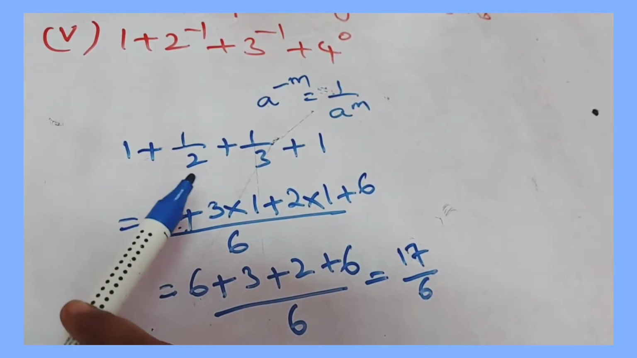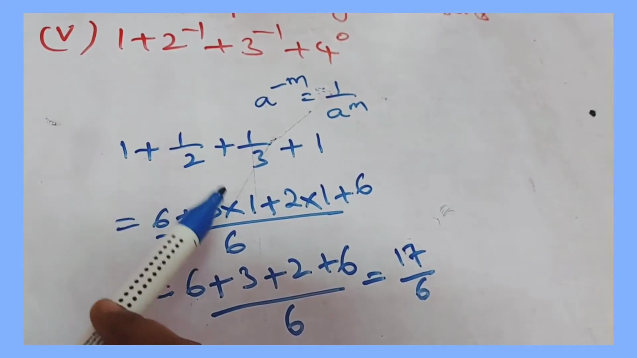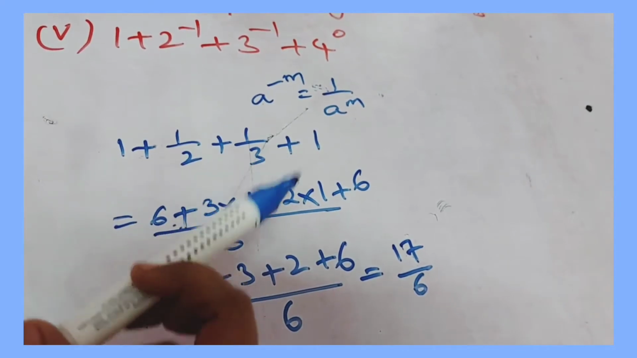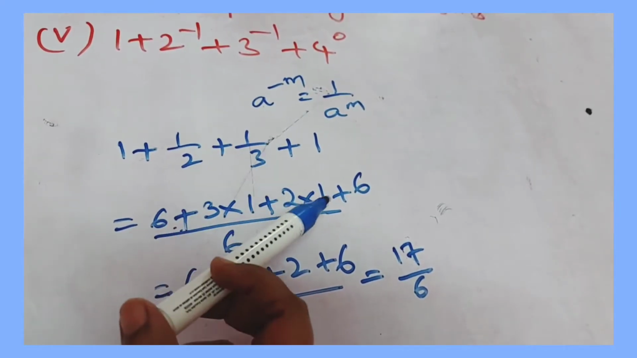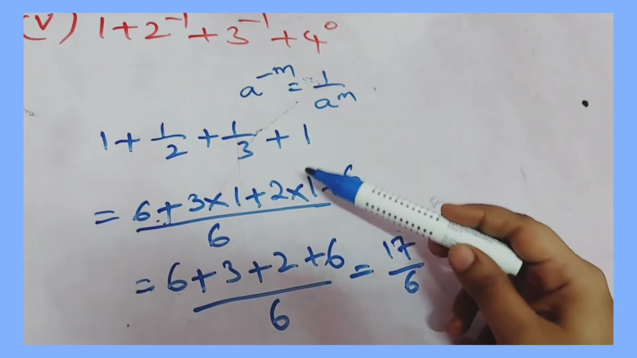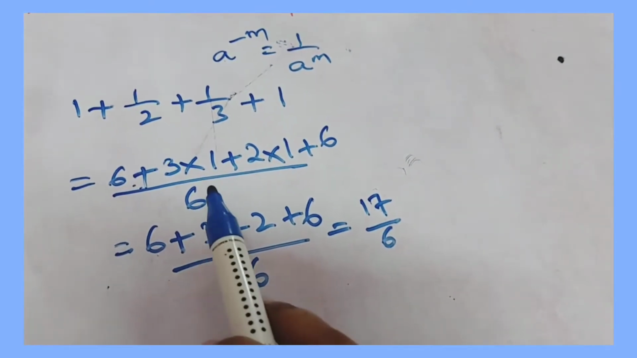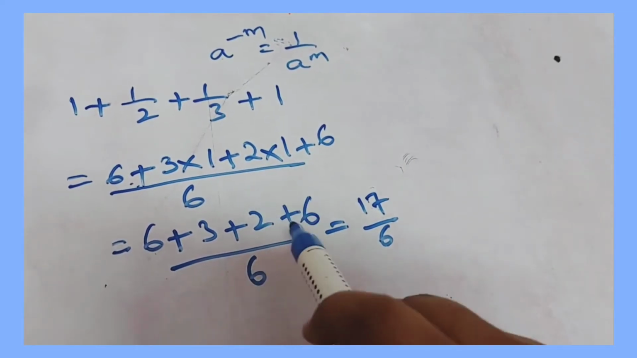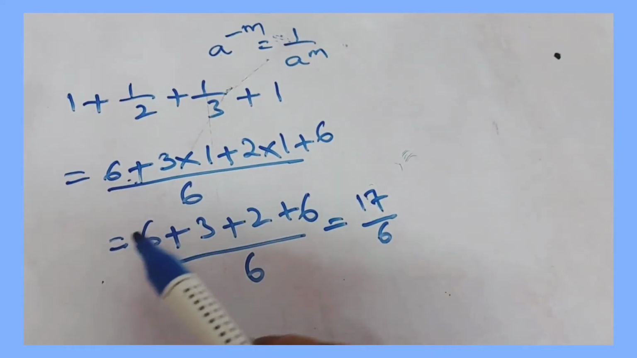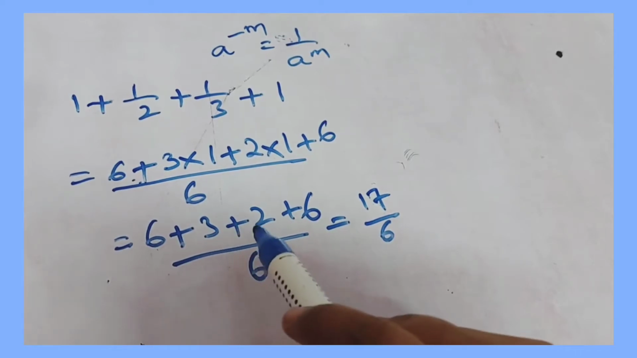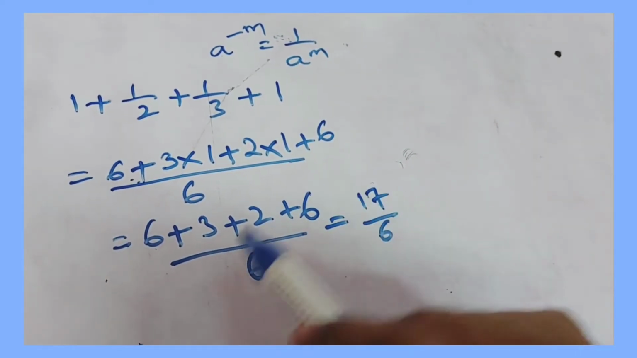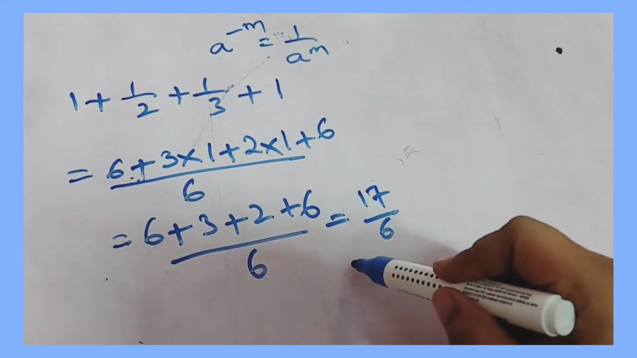Plus, how many times 6 goes in 2 table? 3 times. 3 into 1. Plus 6 goes in 3 table 2 times. 2 into 1. Plus, again here 1 is there. Again you have to take 6 ones are 6. So now 6 plus 3 ones are 3 plus 2 ones are 2 plus 6 by 6. It is 6, 7, 8, 9, 10, 11. 11 plus 6 is 17. 17 by 6 is the answer.